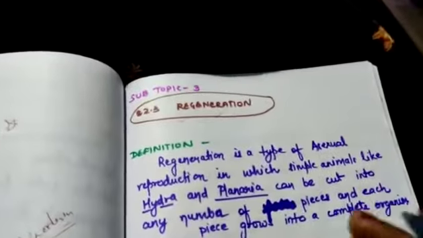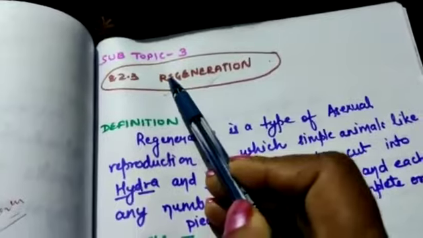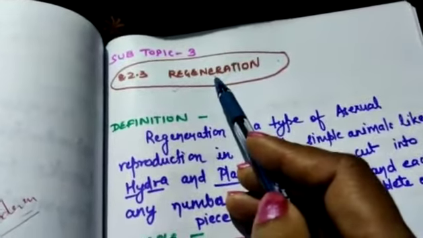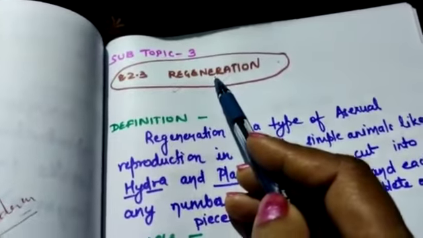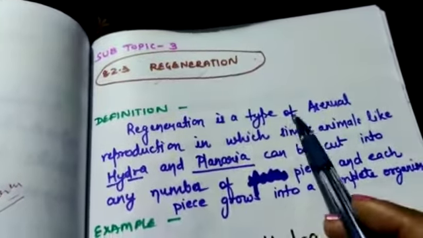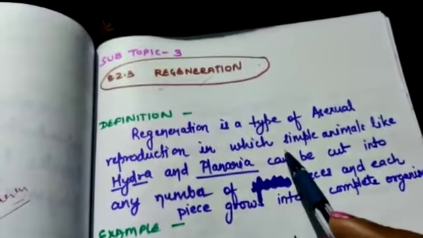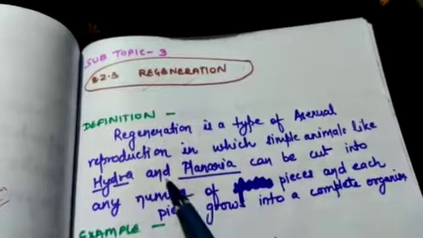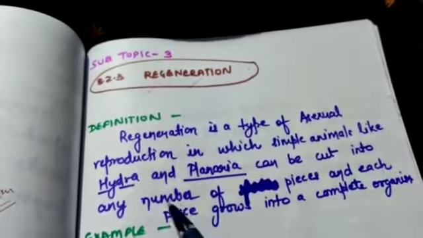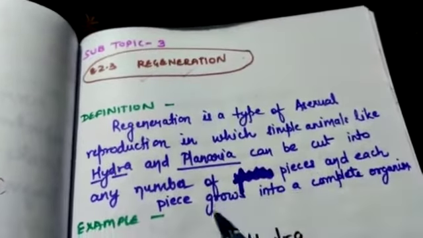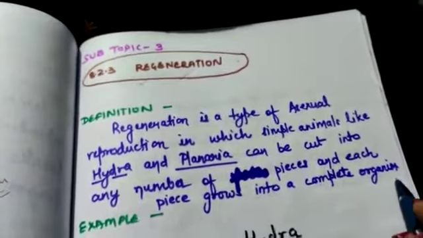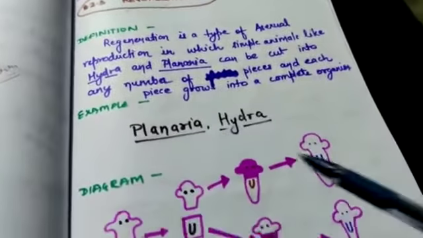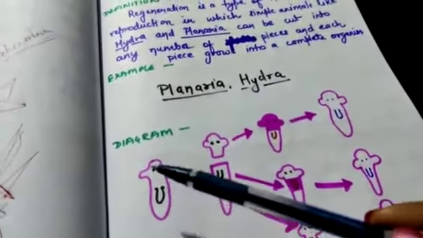Next is about number third type, regeneration. Re means again, generation. You are getting a new organism, right? So regeneration is a type of asexual reproduction in which simple animals like Hydra, planaria can be cut into any number of pieces and each piece grows into a complete organism. So regenerate means, here is an example of planaria.